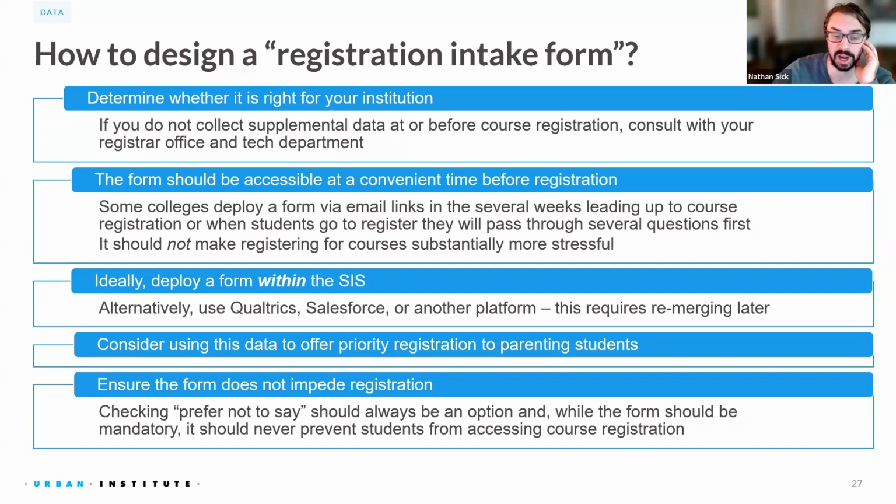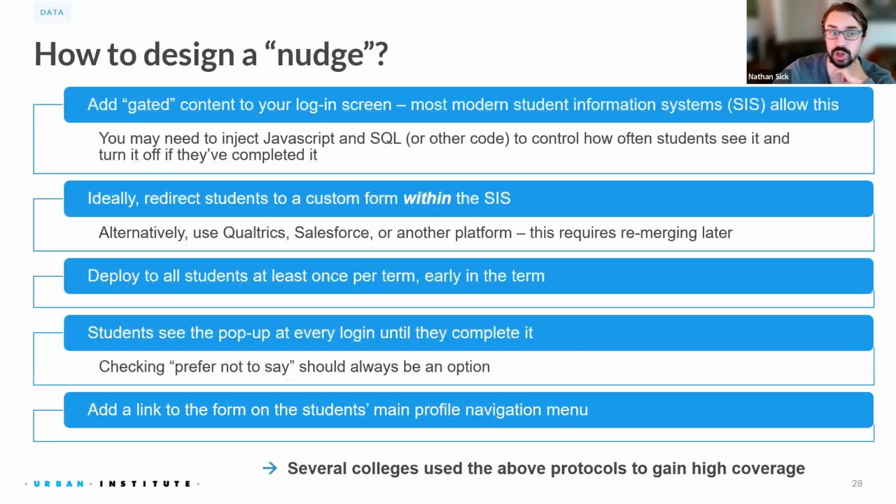And again, ensure it does not impede registration. So we always recommend that prefer not to say is an option. So prefer not to say is a valid response in our recommendation. A student should always be allowed to check that they would rather not say, and that counts as a response in and of itself. That's not a non-response. That is a response. A non-response would be just like student ignores the form, doesn't enter it at all.